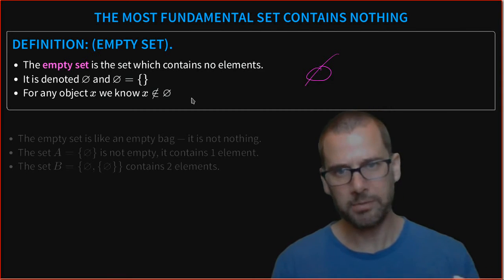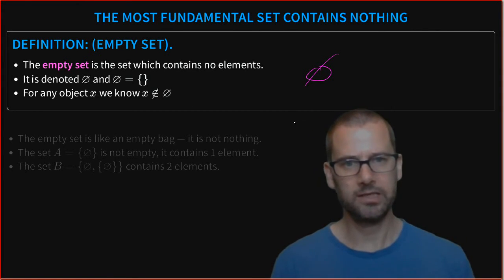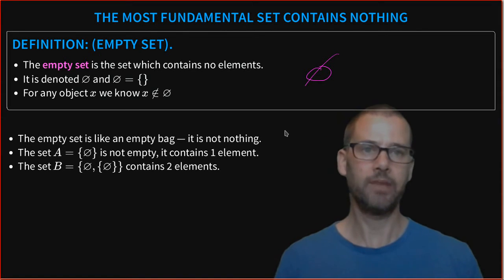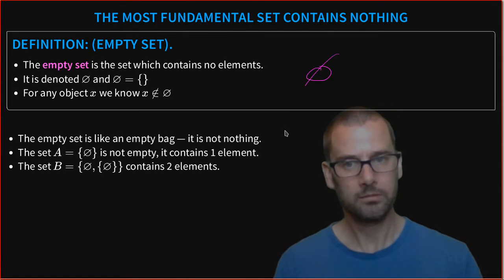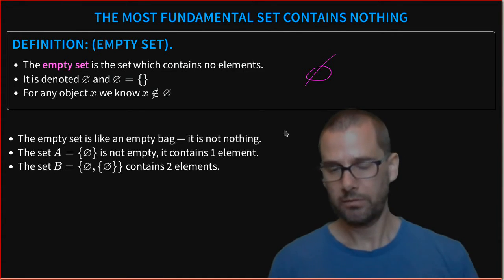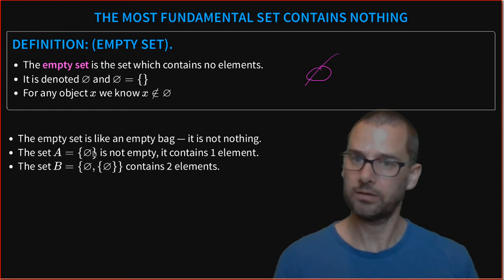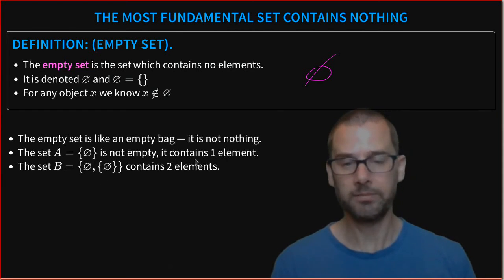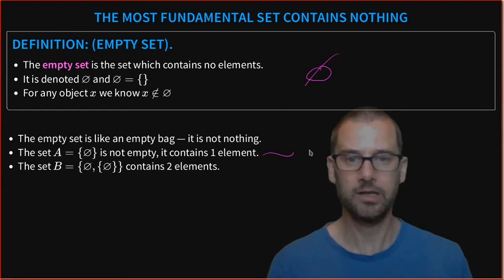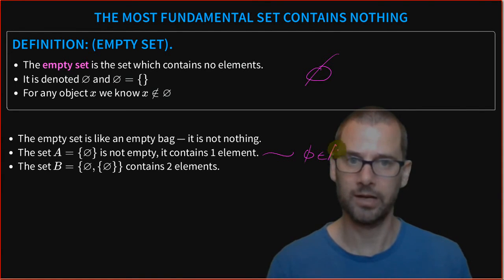So now, sometimes people get confused between the empty set and nothing. So the empty set really is like an empty bag. It's not nothing. Okay? So it's a bag with nothing in it. So if we keep going here, the set A, which we define to be the set with the empty set inside it, it's not empty. It contains one element, namely it contains the empty set. So the empty set here is an element of A.